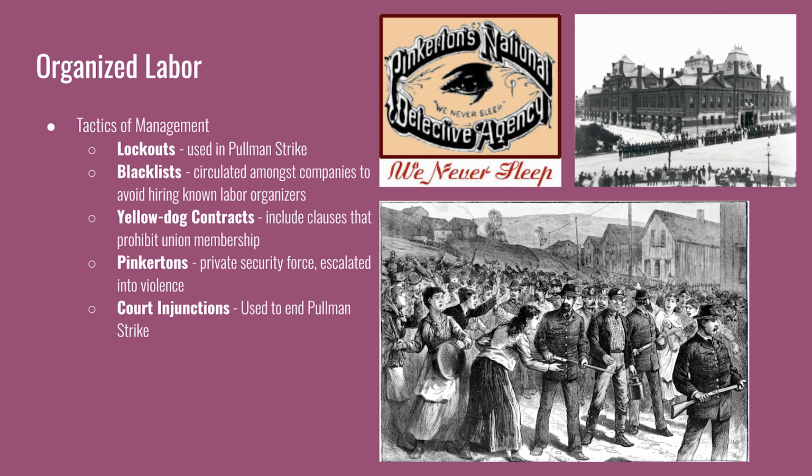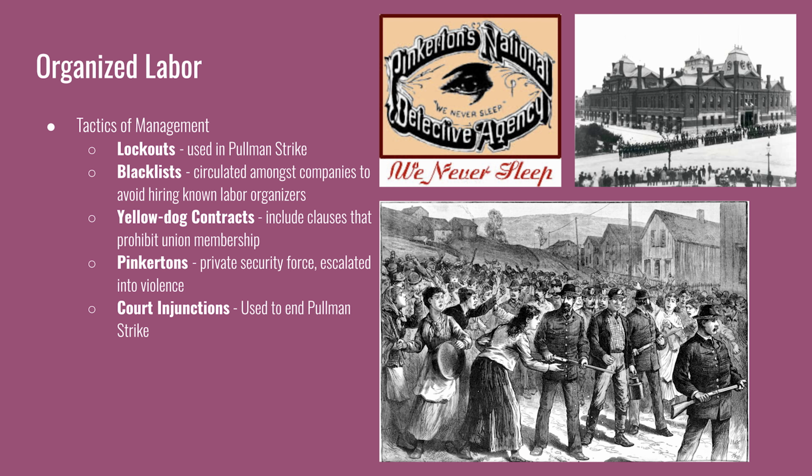So here's a complete list of the tactics of management. There's lockouts, which kept striking workers from going into the factory. Industries would also have blacklists, which would include the names of any labor organizations and organizers that they knew of. They would not be hired and so therefore could not organize a new group of workers. Yellow dog contracts were types of contracts that prohibited workers from joining a labor union. If they did, then they could contractually lose their job.